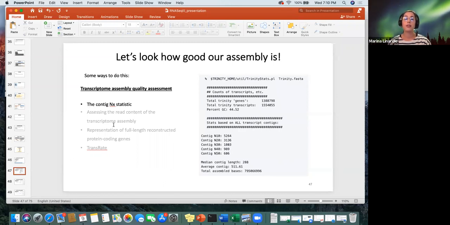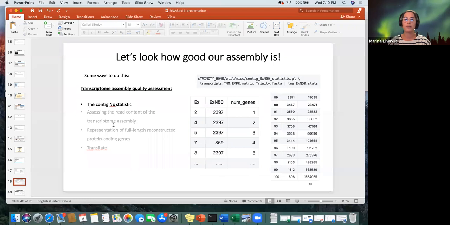Another thing that the contig NX statistic can do, and actually a better way to do it, is to look at the XN50 statistic. It's a different pipeline, as shown on the top. Here, this N50 statistic is computed as above, similar to the NX statistic we talked about, but it's limited to the top most highly expressed genes. So it's not looking at all of the genes, just the highly expressed genes.